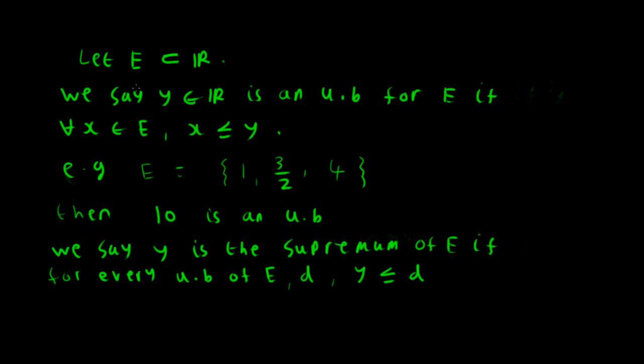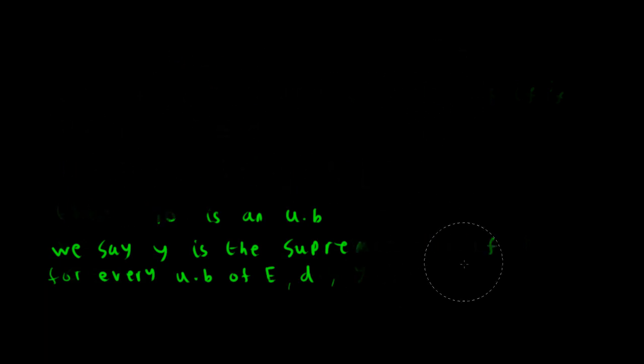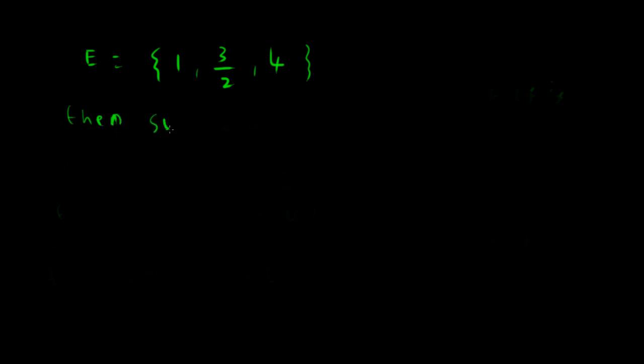Now, I'm going to go over a few examples of this, because it can be a bit abstract at first, and some concrete examples will help you to understand the definition. So, if we take our set from before, so we had 1, 3/2 and 4, then the supremum is going to be 4. Okay, and when you want to write down the supremum, you write this notation. So you write sup, S-U-P, and it's pronounced sup. So sup E is equal to 4 in this case.